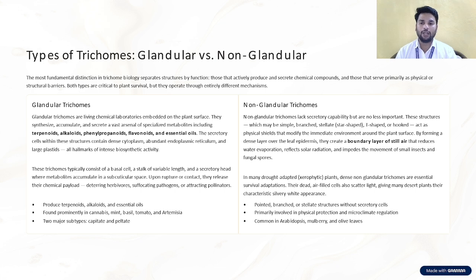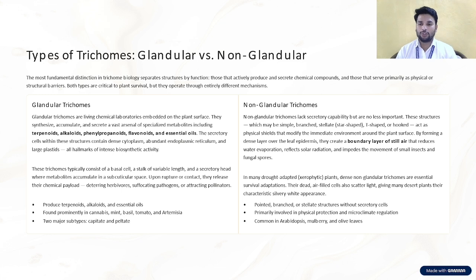The trichome typically consists of a basal cell, a stalk of variable length, and a secretory head where metabolic substances are stored in a subcuticular space. Upon rupture or contact, they release their chemical payload, deterring the herbivore, suffocating a pathogen, or attacking a pollinator. So because of their secretory nature, they provide protection to the particular plant species.